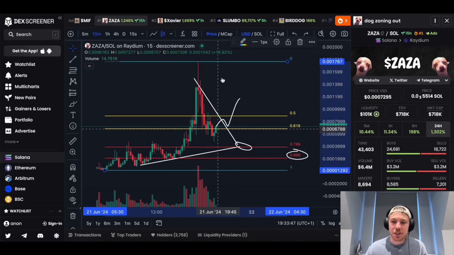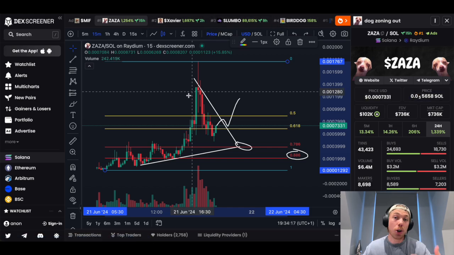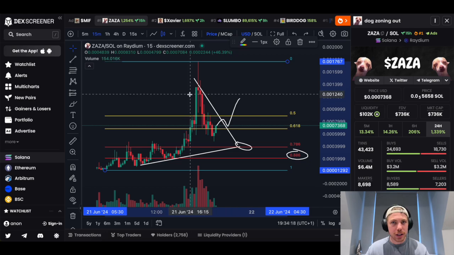So we will come back to this chart, but essentially that's how I like to actively trade some of these meme coins every single day. If I have a look a little bit more at some of the other trending tokens, this is my process. I click through the top trending tokens because they're the ones that you want to be actively trading because they have a lot of volume. Without volume, it makes it so much harder to day trade and make consistent profits with meme coins. So we'll keep an eye on Zaza. But obviously we have Xavier, we have Slumbo, we have Bird Dog all up the top as well, which are your top trending tokens. So find opportunities up there by doing that.